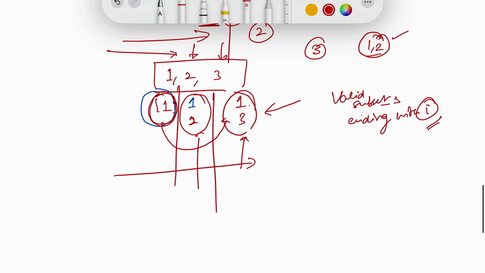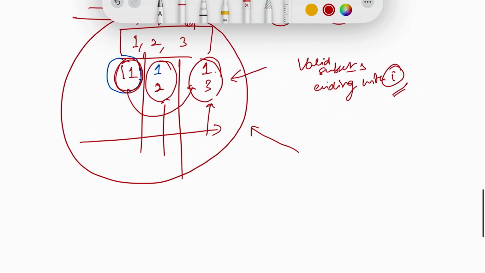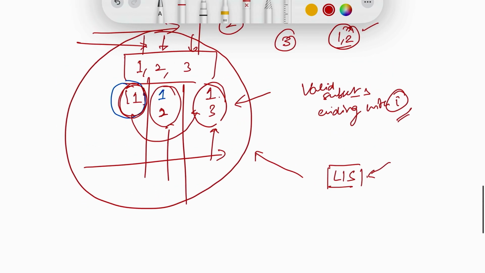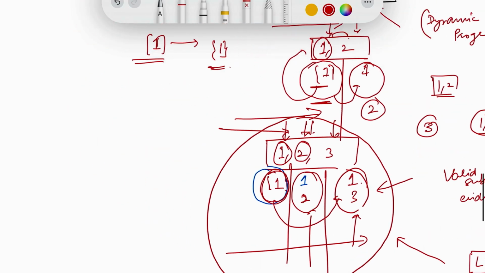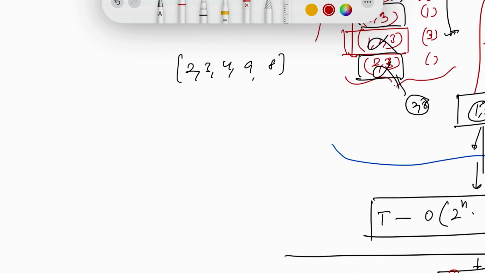I hope this approach is clear to you. This is a dynamic programming approach. This is the same logic we use to find the longest increasing subsequence: we find the longest increasing subsequence ending at 1, then the longest increasing subsequence ending at 2. The same kind of logic is applying here. So let's work on a bigger example so that it will be clearer to us.